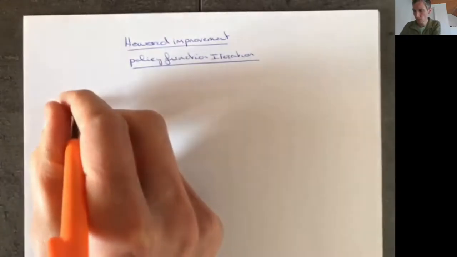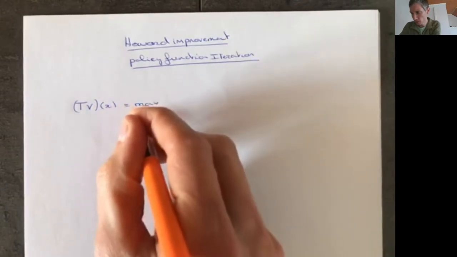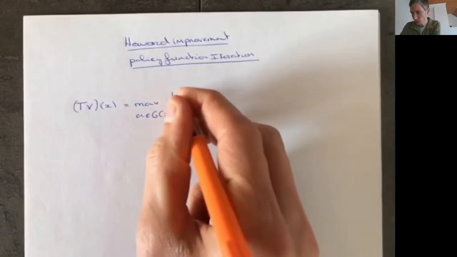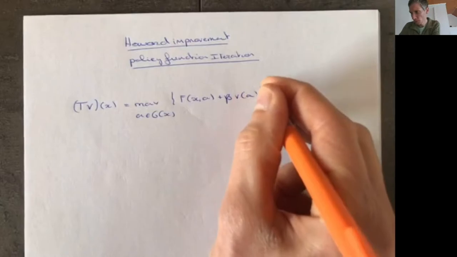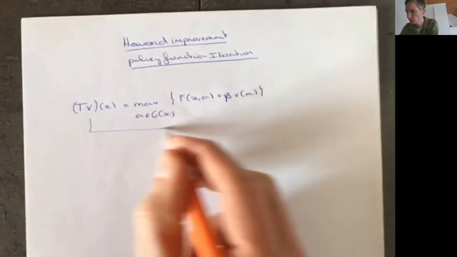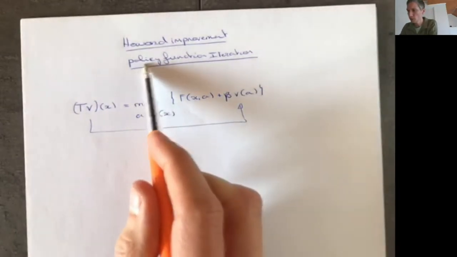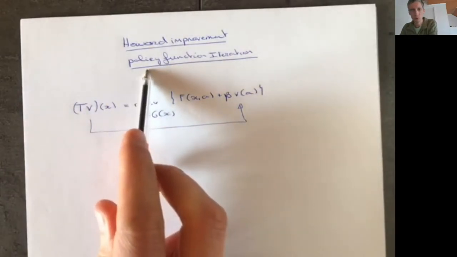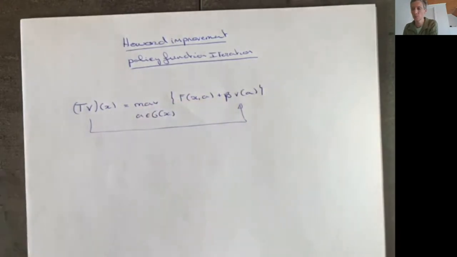Okay, so as before, let us start with the Bellman iterator. TV of x is the maximum over a in G of x of f(x,a) plus beta V(a). What we have seen is value function iteration: you compute the value function each period, plug it back in here, and so on. Now the policy function basically tells you the optimal thing to do, right? It's given by the solution of this maximization problem.